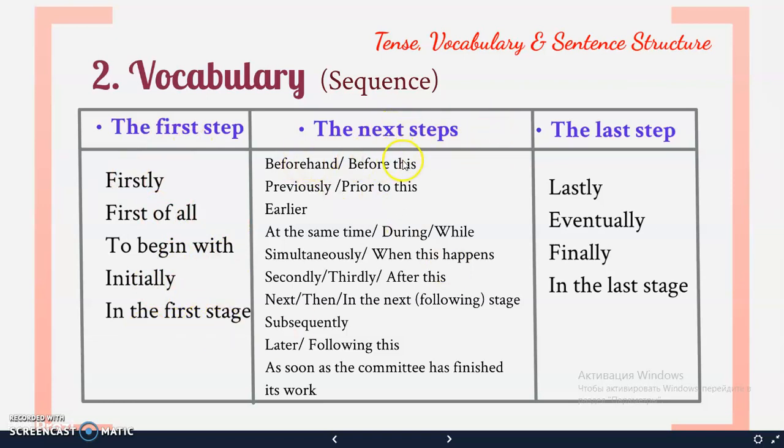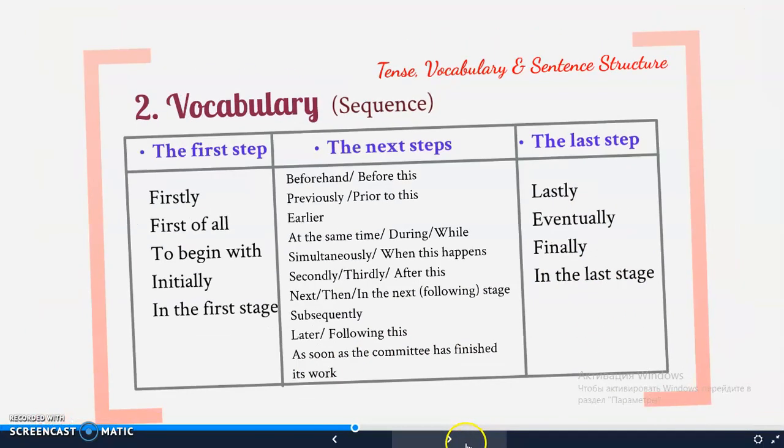The next steps: beforehand, before this, previously, prior to, earlier, at the same time, during, while, simultaneously, when this happens, secondly, thirdly, after this, next, then, in the next, following stage, subsequently, later, following this, as soon as this committee has finished its work. And the last step: lastly, eventually, finally, in the last stage.